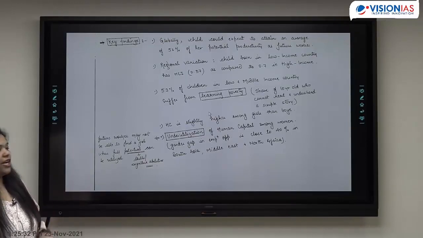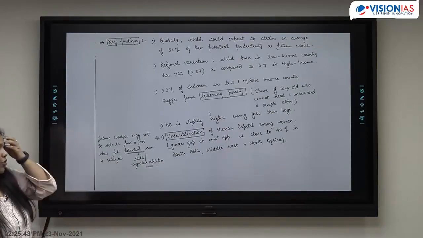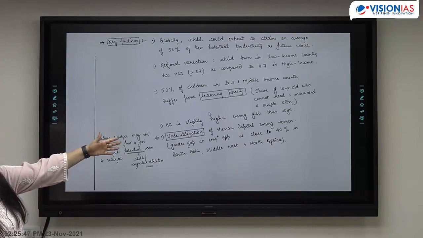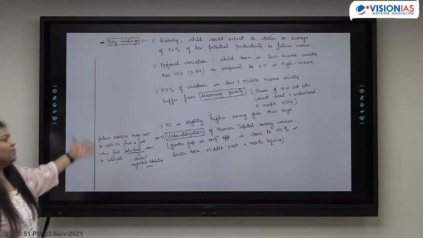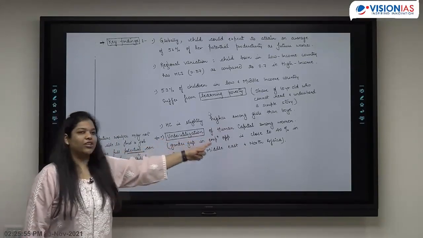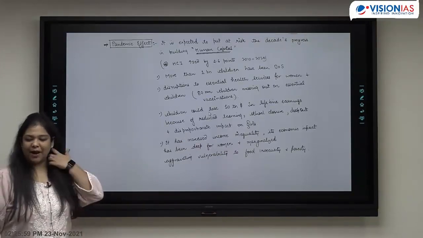53% of the children in low and middle income countries are suffering from learning poverty. Learning poverty is the lack of ability of a 10-year-old to read and comprehend a simple story. The irony is that human capital is more in girls as compared to boys. But with respect to girls, because of patriarchy, because of lack of opportunities to reap their potential, there is underutilization of human capital.